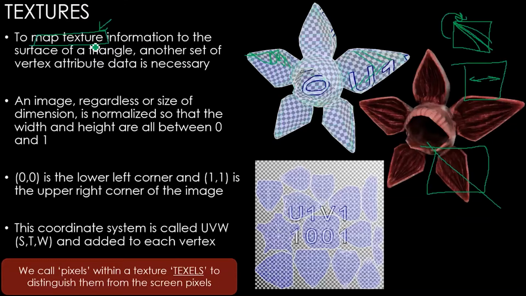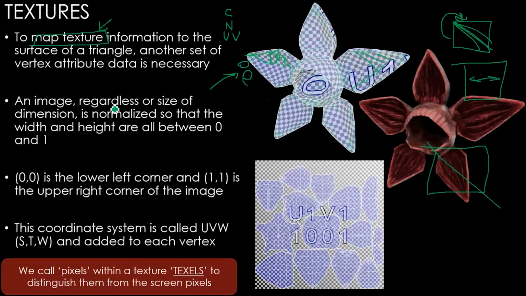But the idea is that for each of these vertices on the object, you now need to specify an additional vertex attribute. So what have we looked at so far? We looked at color, right? And we looked at normals. Now we're also looking at adding what are called UVs to each one of these vertices, okay?